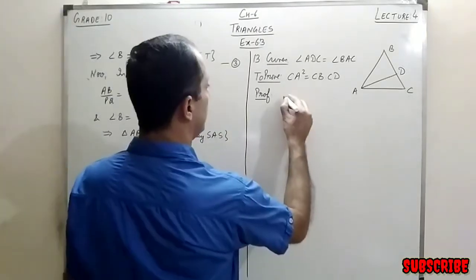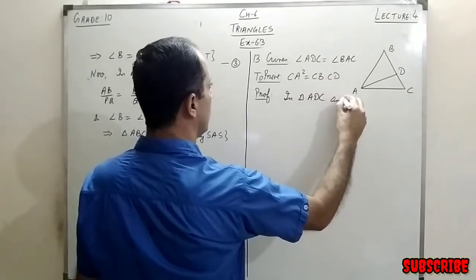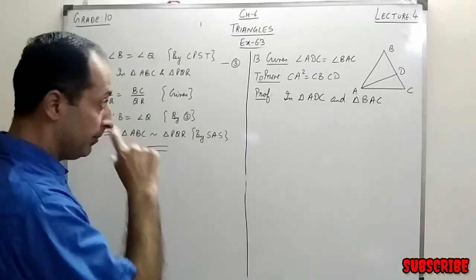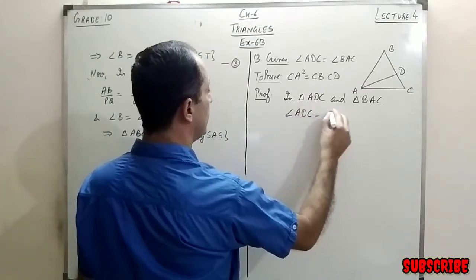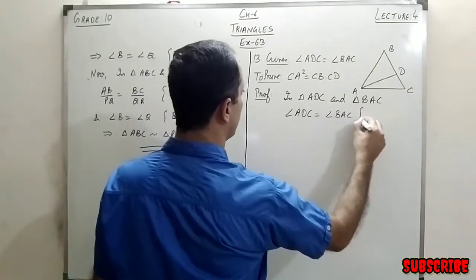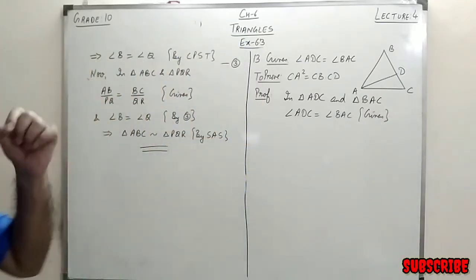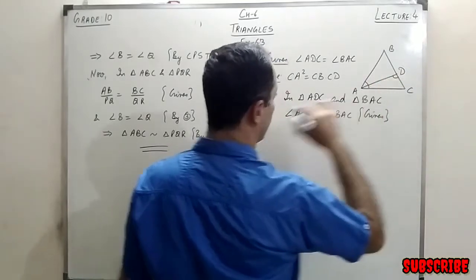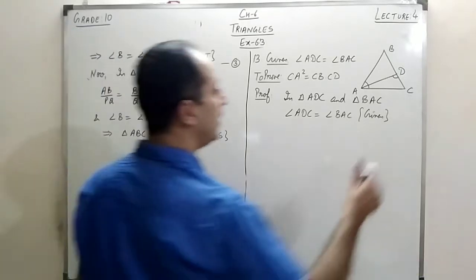I take triangle ADC, I write in triangle ADC and triangle BAC. Now what is given? That angle ADC is equal to angle BAC. Now this is given to me. ADC is equal to BAC. This means this angle is equal to this complete angle. Now what else? There is something common in these two. And what's that? That is angle C.